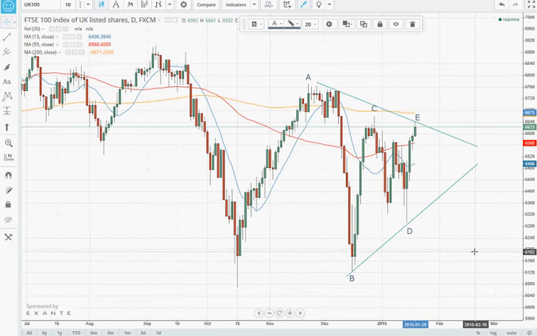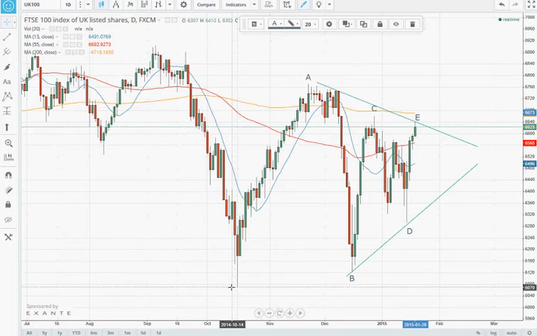Hi, today I'd like to show you the triangle pattern forming on the FTSE 100. So here we have a daily chart of the FTSE, and the big decline we saw in October last year, that was the start of this triangle pattern.